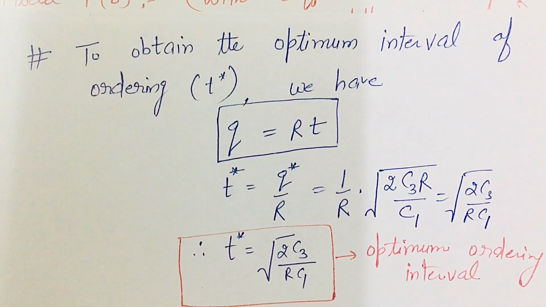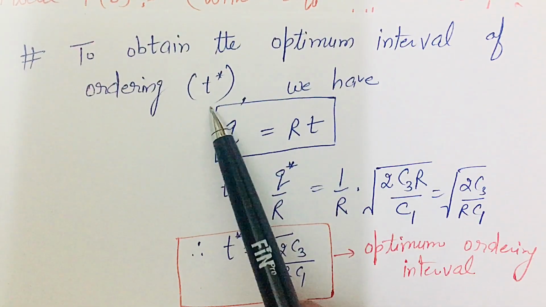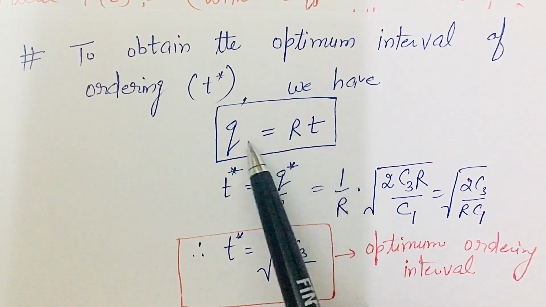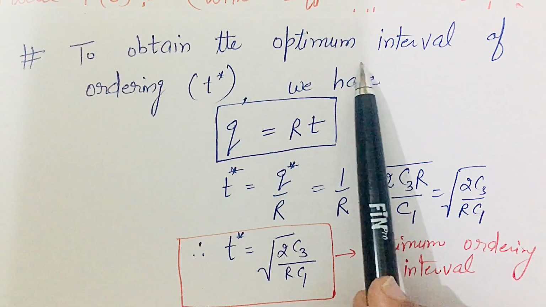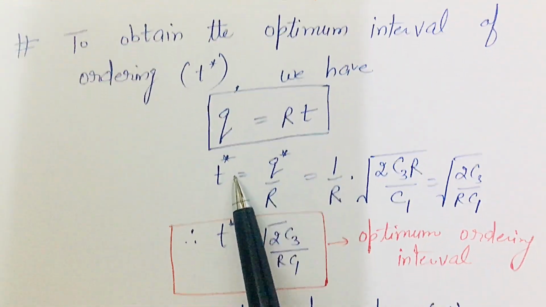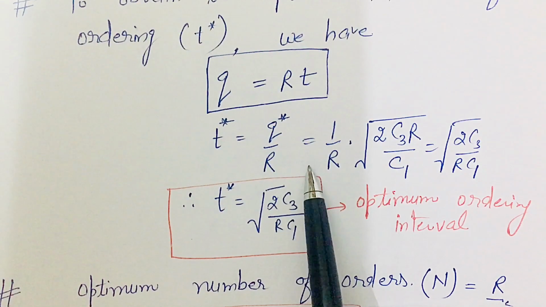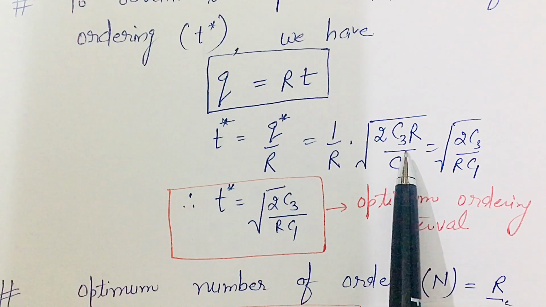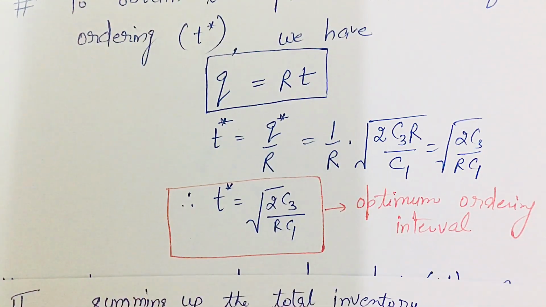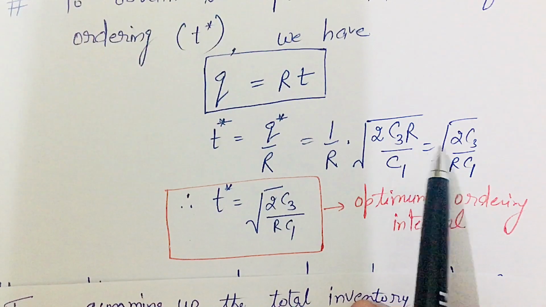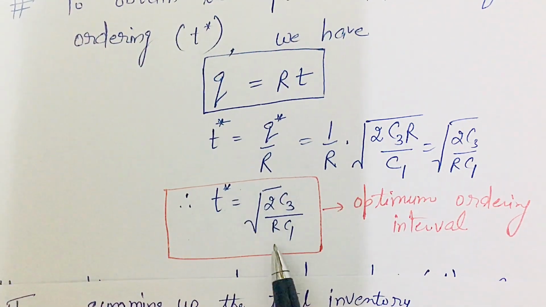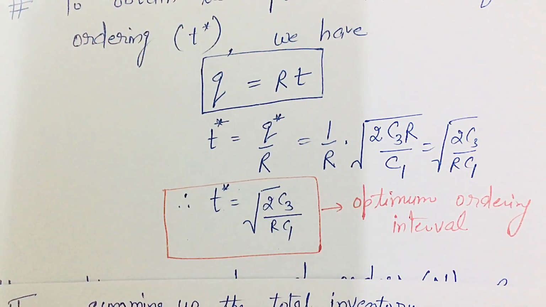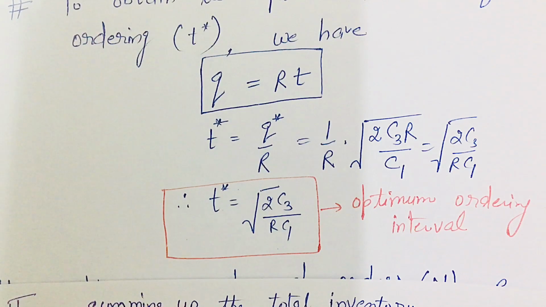Next is to obtain the optimal interval of ordering. It is denoted by T star. We use the formula Q is equal to RT to find the optimum interval of ordering. Therefore, T is equal to Q by R, and it is equal to 1 by R into, we can substitute the value of Q which we obtained in the formula for the EOQ, and we can get T star equal to this one. It's called the optimum ordering interval.